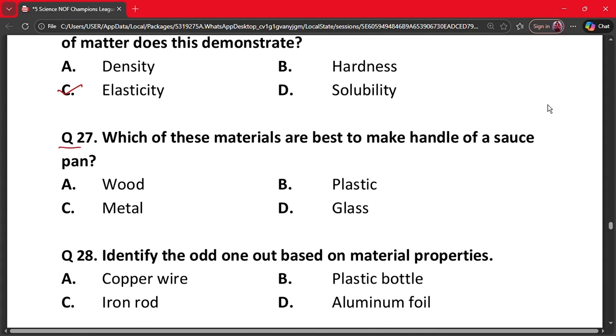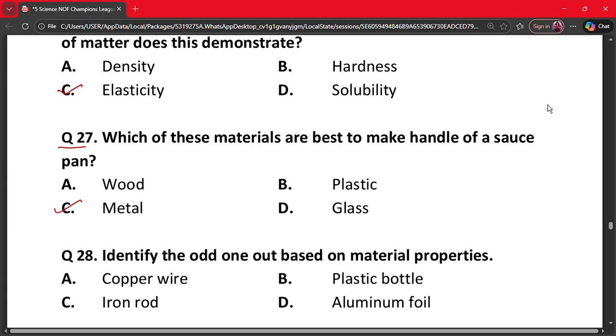Question number 27. Which of these materials are best to make handle of a saucepan? A. Wood, B. Plastic, C. Metal, and D. Glass. So the correct answer is option C. Why? Because scientifically metal heats better, so that's why.